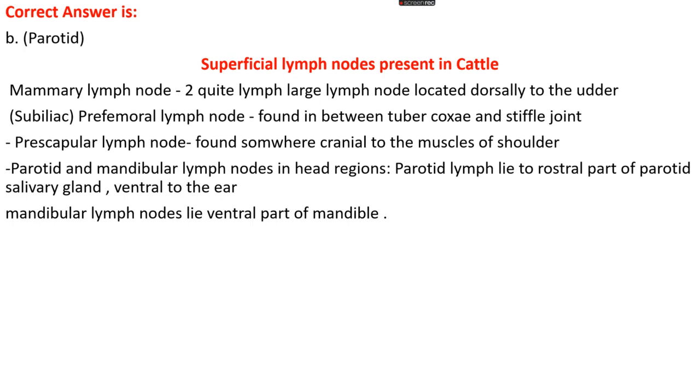The superficial lymph nodes present in cattle mainly include the mammary lymph nodes, which are 2 in number and quite large in size, located dorsal to the udder. Second is the subiliac or prefemoral lymph node, which is found between the tuber coxae and the stifle joint. There is a prescapular lymph node, which is found cranial to the muscles of the shoulder. And there are the parotid and mandibular lymph nodes, which are mainly located in the head region. The parotid lymph node lies at the rostral part of the parotid salivary gland, ventral to the ears, while the mandibular lymph nodes lie at the ventral part of the mandible.